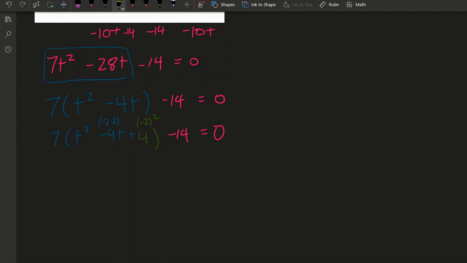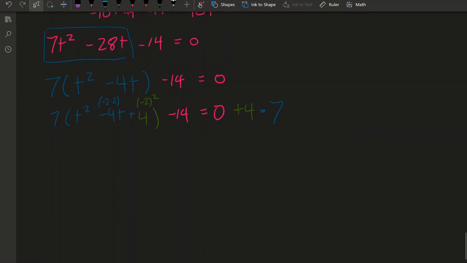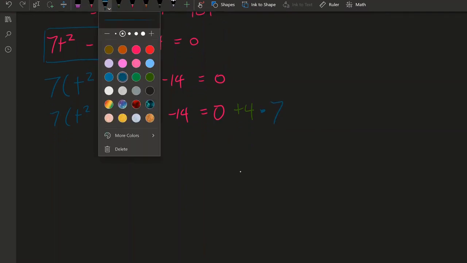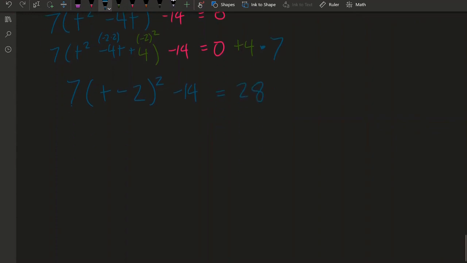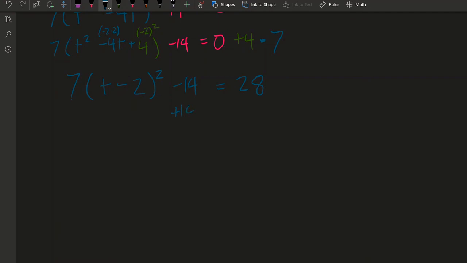Now I just added 4 right there, but I added it on the inside of the parentheses, so that means I need to multiply it by that coefficient right there. So this is going to turn into 7 times t minus 2 squared minus 14 equals 28. Let's go ahead and solve that. We'll add 14 to both sides. 7 times t minus 2 squared is equal to 42.